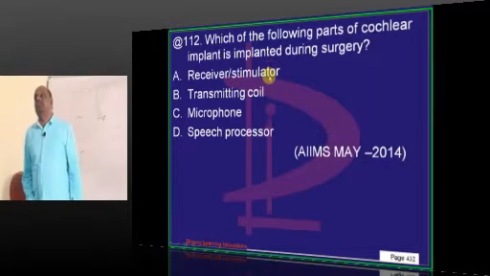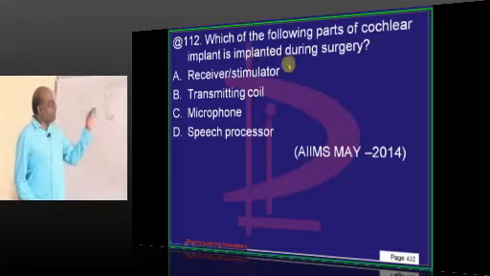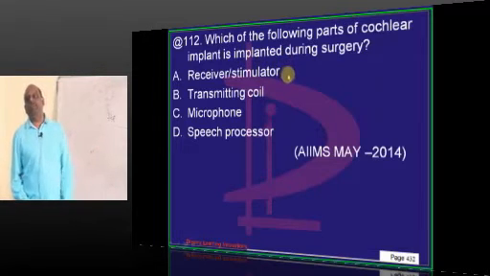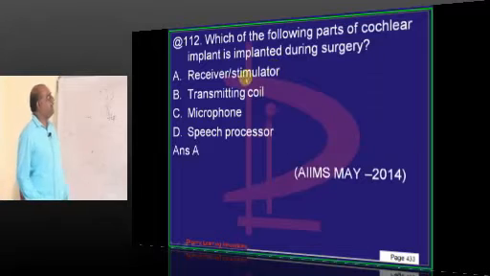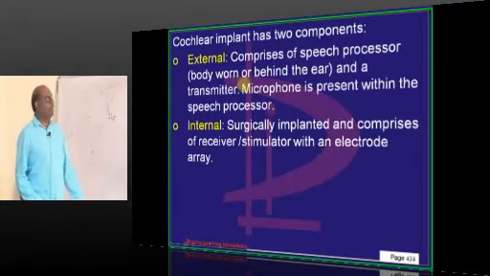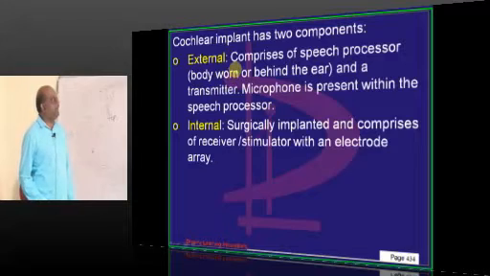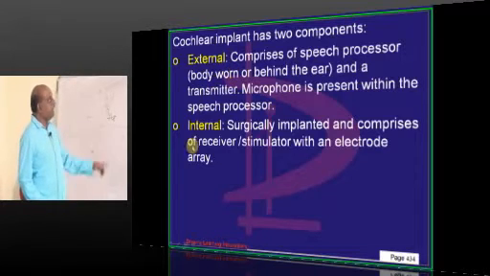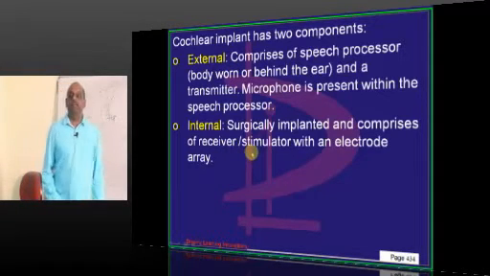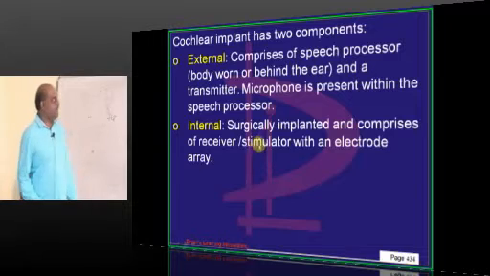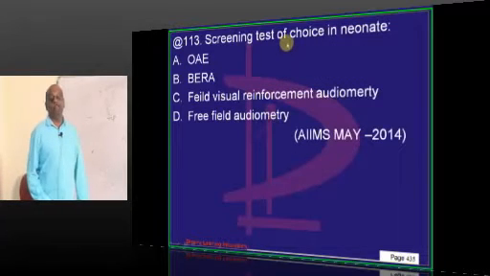Cochlear implant, typically which part is basically implanted while you are doing surgery? Many times this was asked, even recent AIIMS also. Receiver stimulator. So you have an external and an internal, two components in the cochlear implant. The internal component contains the receiver and stimulator, which is what you need to basically remember.